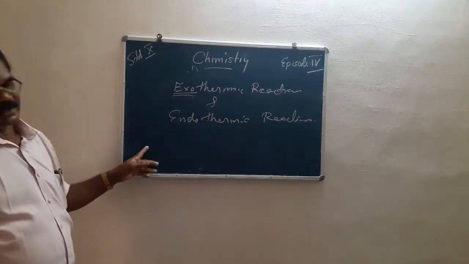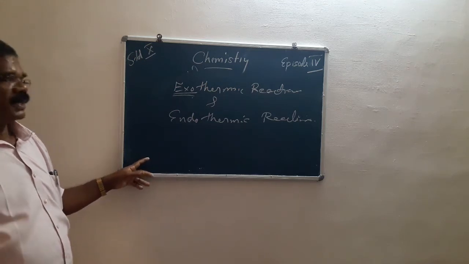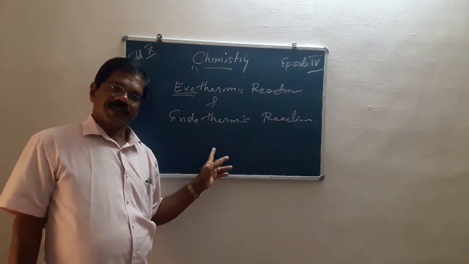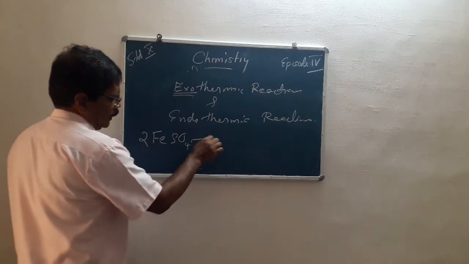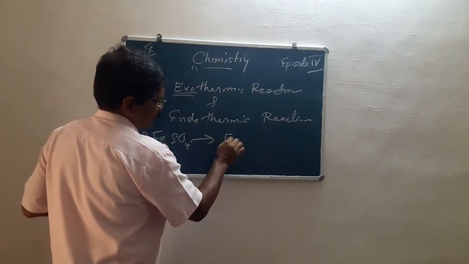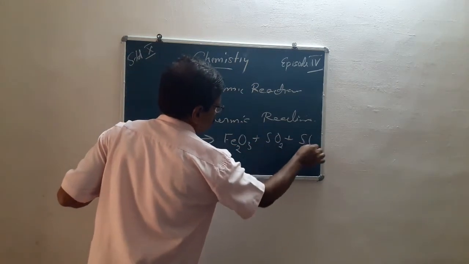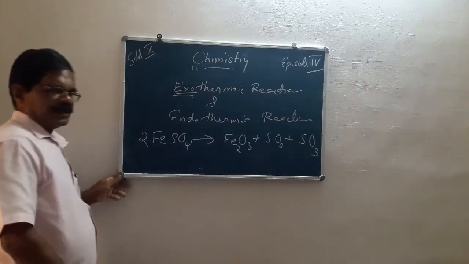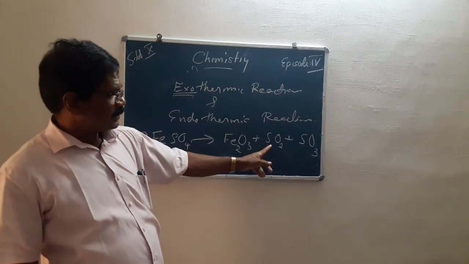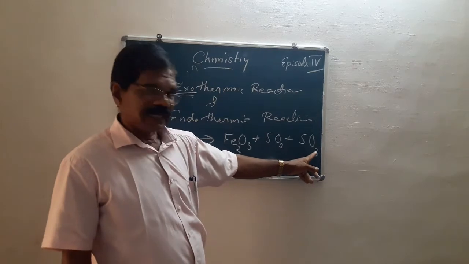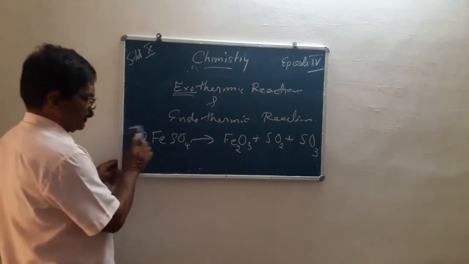For example, when electricity is passed through acidified water, it decomposes to hydrogen and oxygen. Another example is ferrous sulfate, FeSO4. On heating, it produces ferric oxide plus SO2 plus SO3. In Standard 9, you have already studied how to write the molecular formula. SO2 means sulfur dioxide, SO3 means sulfur trioxide. So, what changes are observed when we heat ferrous sulfate?